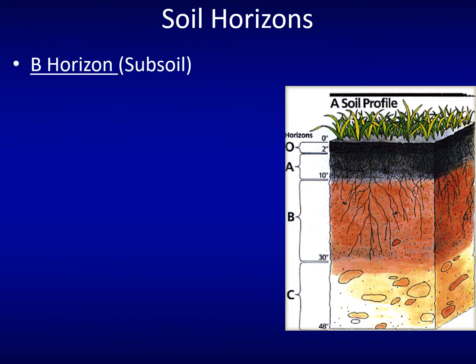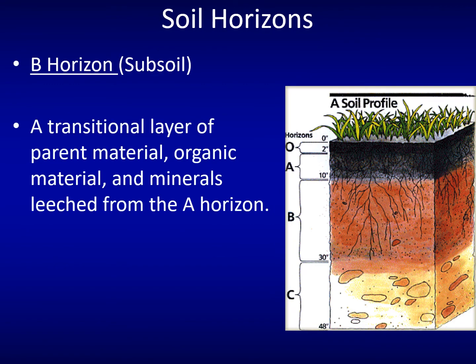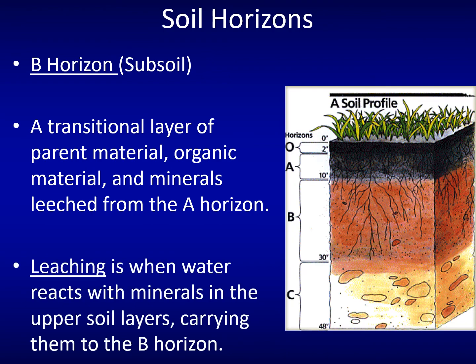The B horizon is the subsoil. It's a transitional layer of parent material and organic material. Minerals that are leached from the A horizon are usually present in the B horizon, and then of course a lot of chunks of the weathered parent rock are in the B horizon. Now I use the term leaching. Leaching is when water reacts with minerals in the upper soil layers and carries them down to the lower layers. In this case, mostly B horizons are the deposition place for leached minerals.